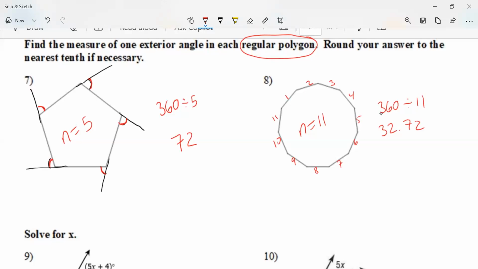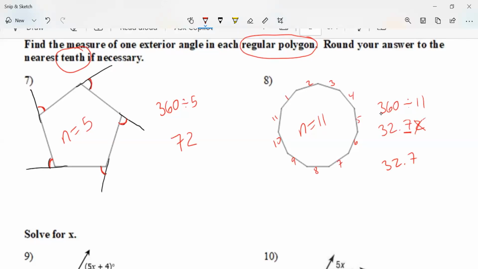But I know I have to round my answer to the nearest tenth. Tenth sounds like a 10, which is a 1 with one 0, so 1 decimal place. I take a look at the second decimal place, which is too small. Remember, 4 or less is too small, so I'm just going to ignore this. And my answer will be 32.7.